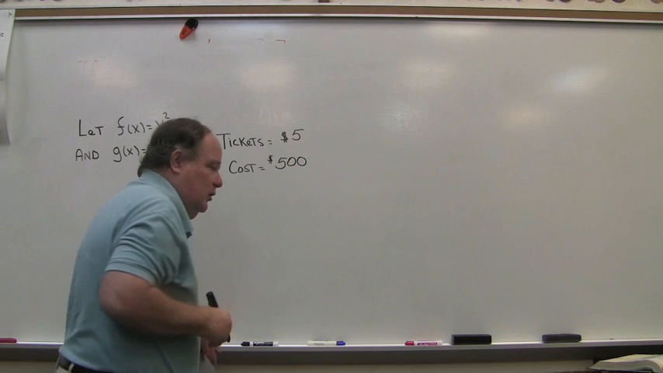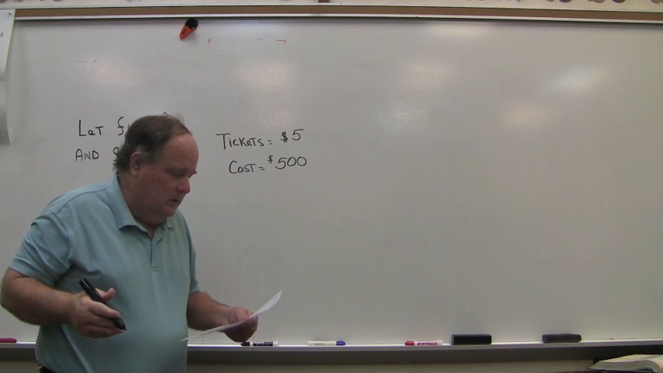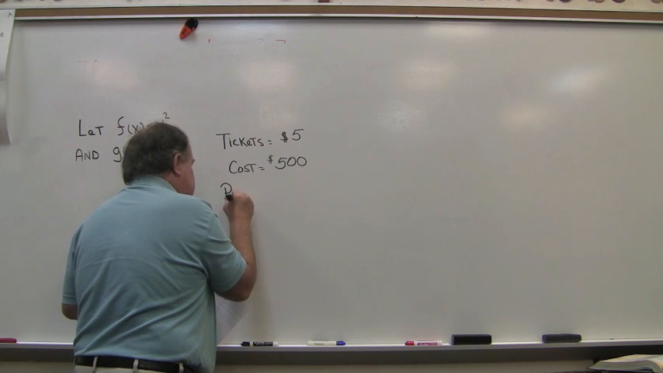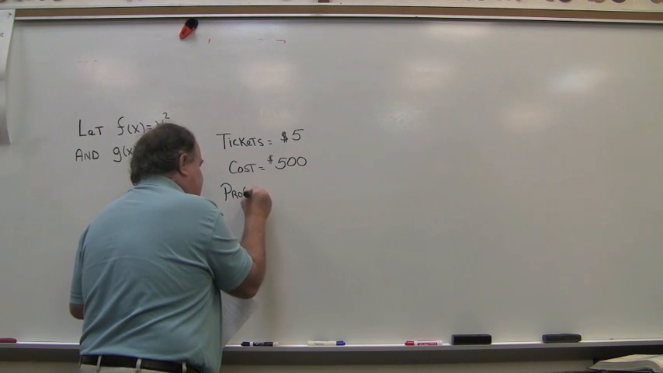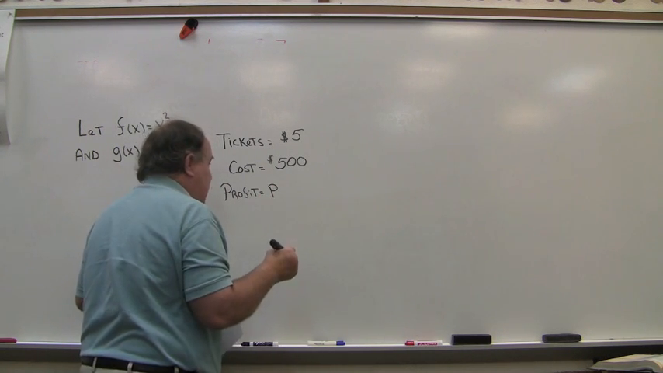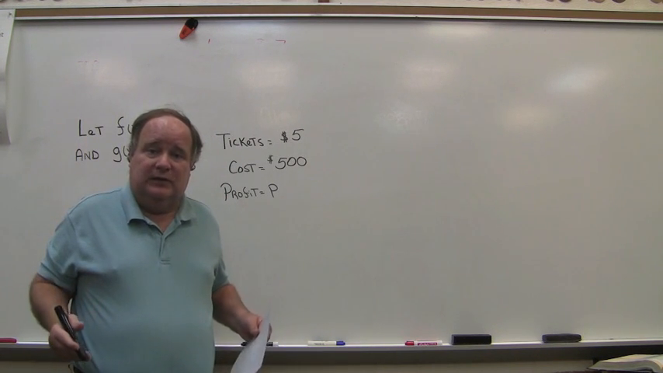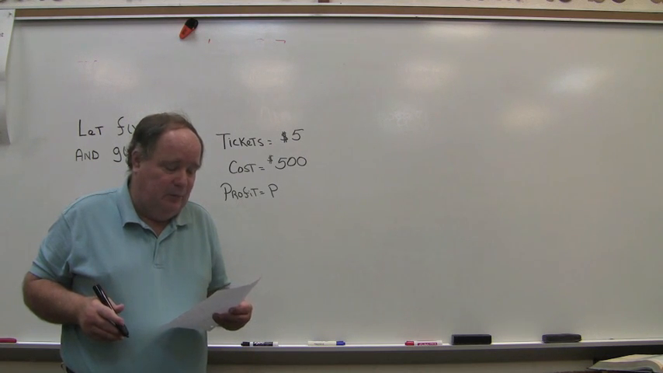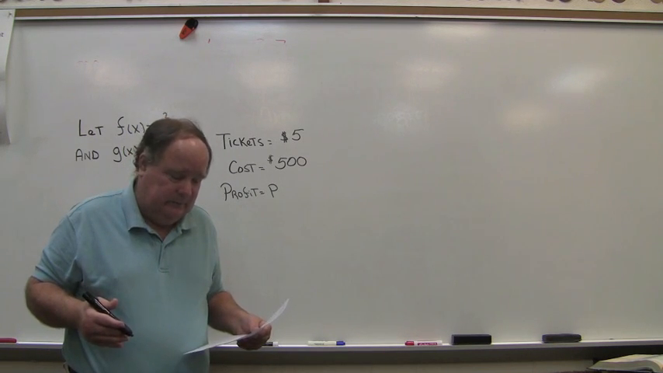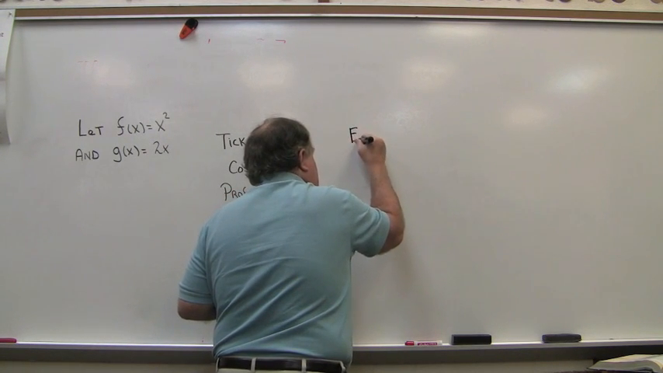So what we want to know is how many tickets do we have to sell to make a profit. So a profit we're going to call P. So the class profit, that means we're going to get some money back. Profit will be P. Now if we sell one ticket, we get $5. We sell two tickets, we get $10. So the ticket price times the number of tickets is going to be how much money we take in. So our equation for this problem is going to look like this.